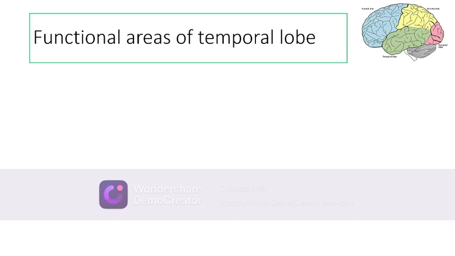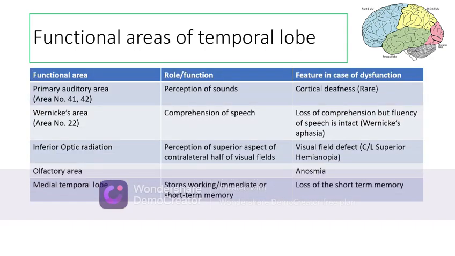Now talking about the functional areas of the temporal lobe. The temporal lobe is the house for the primary auditory area, areas 41 and 42. Its role is perception of sounds, and damage to this area is very rare; the patient will present with features of cortical deafness. Wernicke's area is area number 22 and is involved in comprehension of speech. If Wernicke's area gets damaged, there is loss of comprehension, but the fluency of speech is intact. As a result, the patient speaks a lot, but the words hardly make any sense. And this is what is termed Wernicke's aphasia.